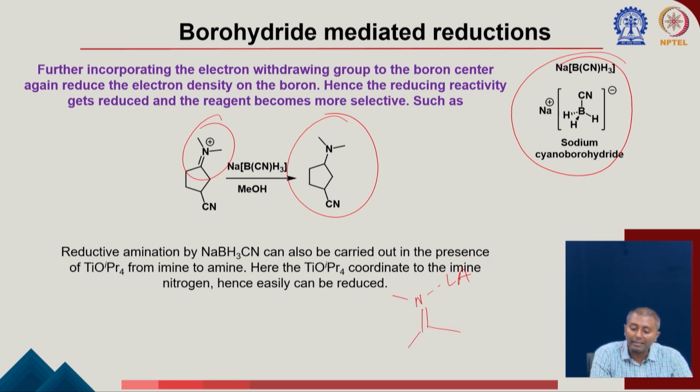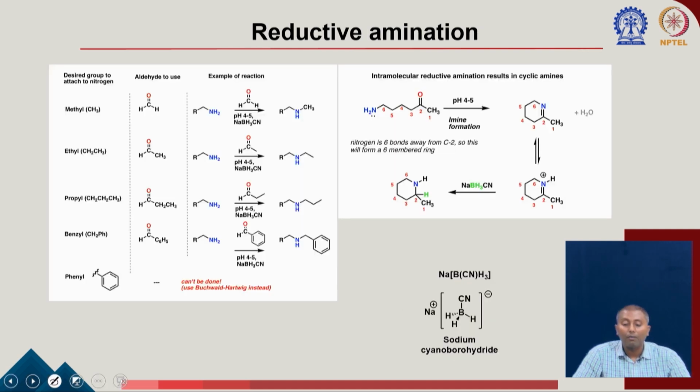Okay, so now that can activate the imine. So now the sodium cyanoborohydride can transfer the H minus for this reduction. Also, this can be done in the same pot where you make the imine; you can use a cyanoborohydride. Cyanoborohydride is very much stable at this pH.